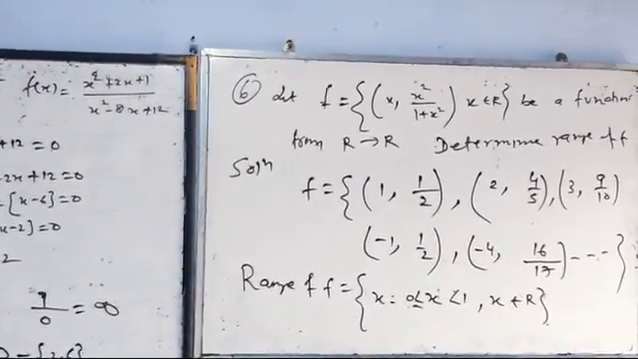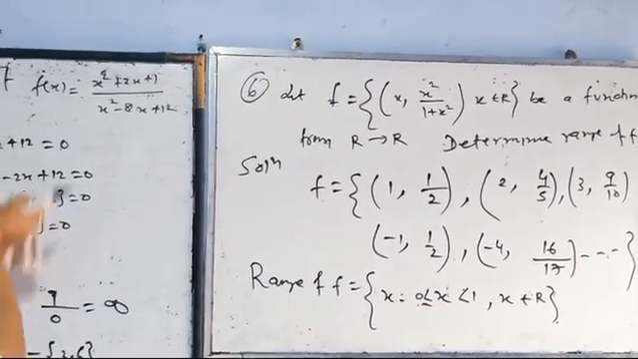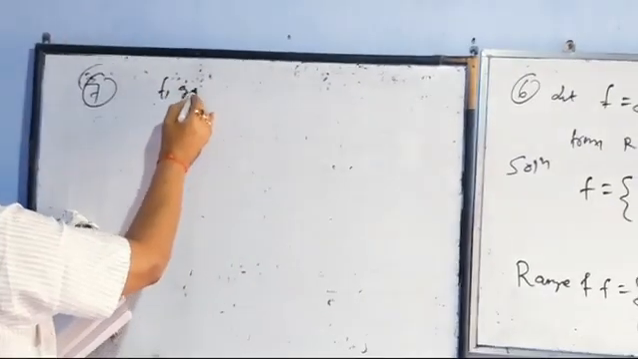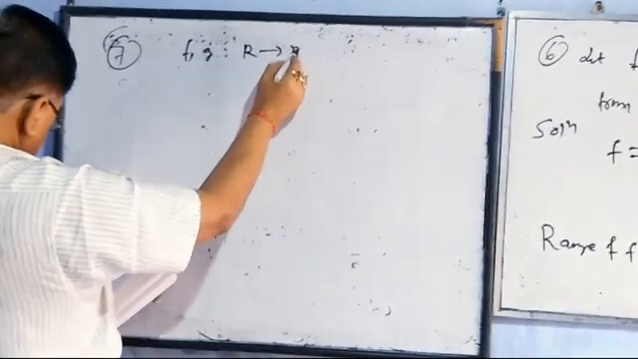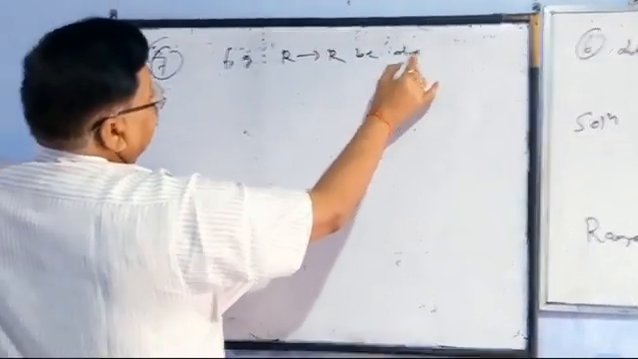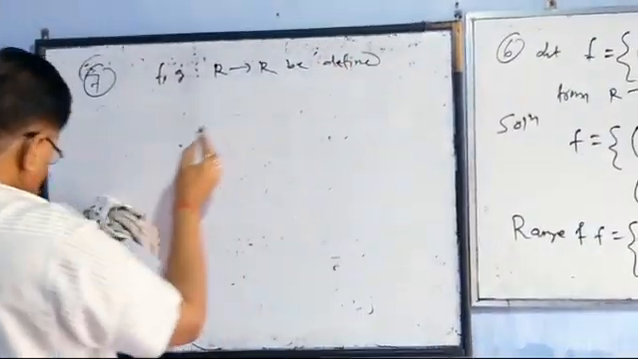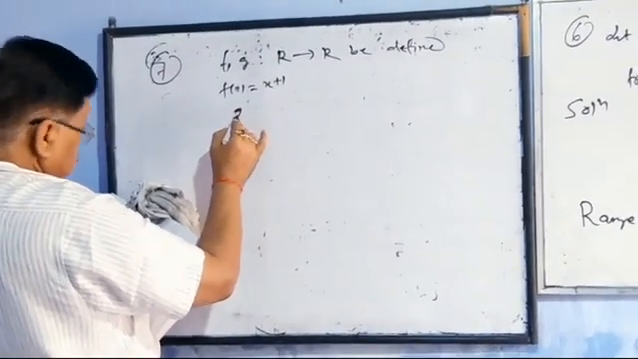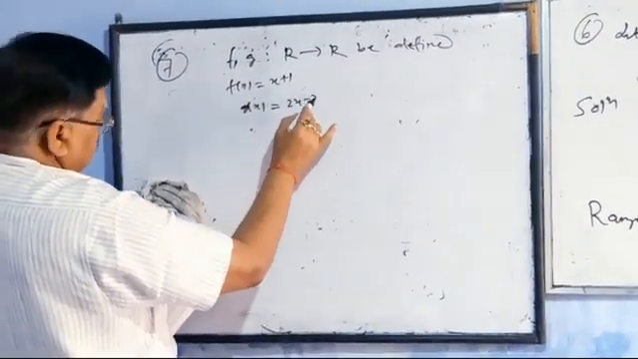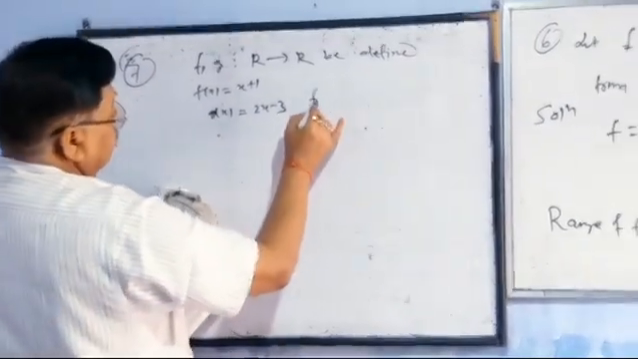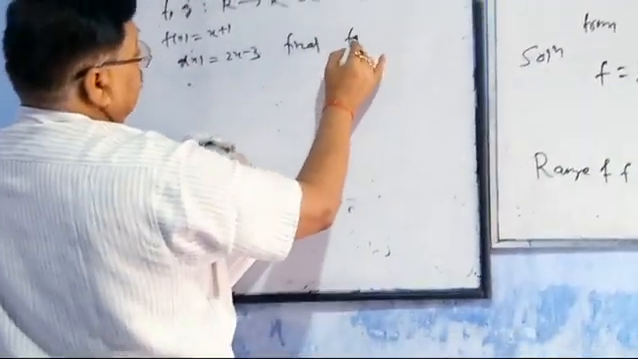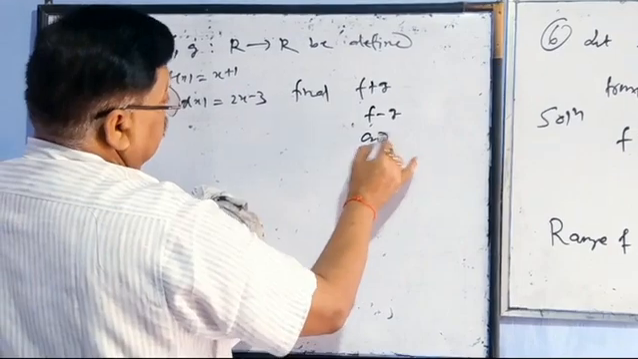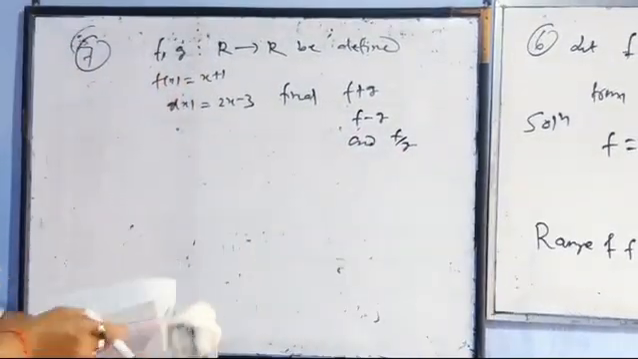Now I am taking another question, question 7, before you. Let f and g be functions from R to R defined by f(x) = x + 1 and g(x) = 2x - 3. Find f plus g, f minus g, and f by g. This is what we have to find.